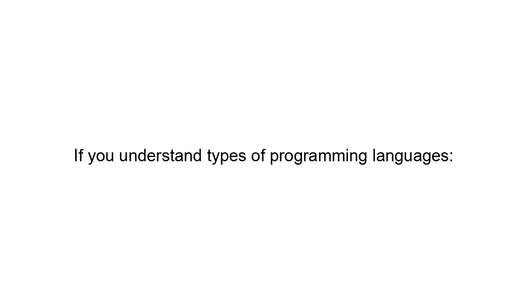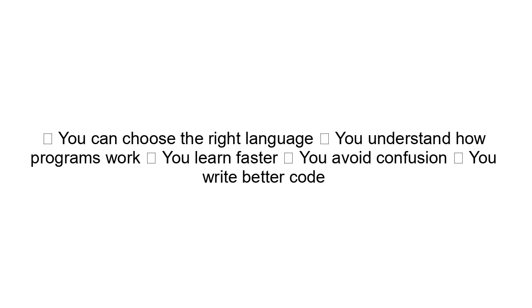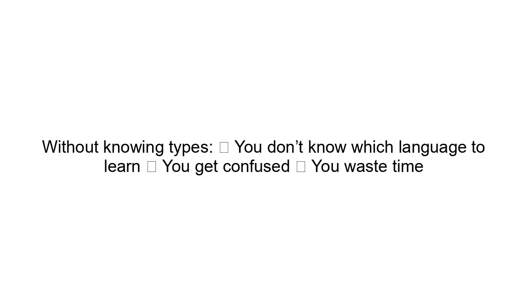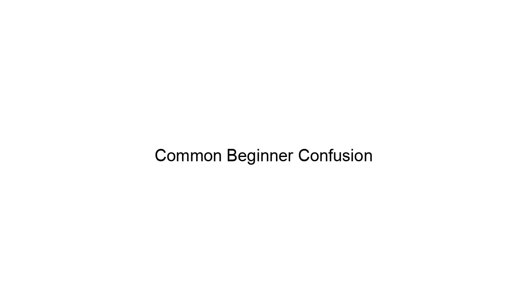Why it matters. If you understand types of programming languages, checkmark you can choose the right language. Checkmark you understand how programs work. Checkmark you learn faster. Checkmark you avoid confusion. Checkmark you write better code. Without knowing types: crossmark you don't know which language to learn. Crossmark you get confused. Crossmark you waste time.